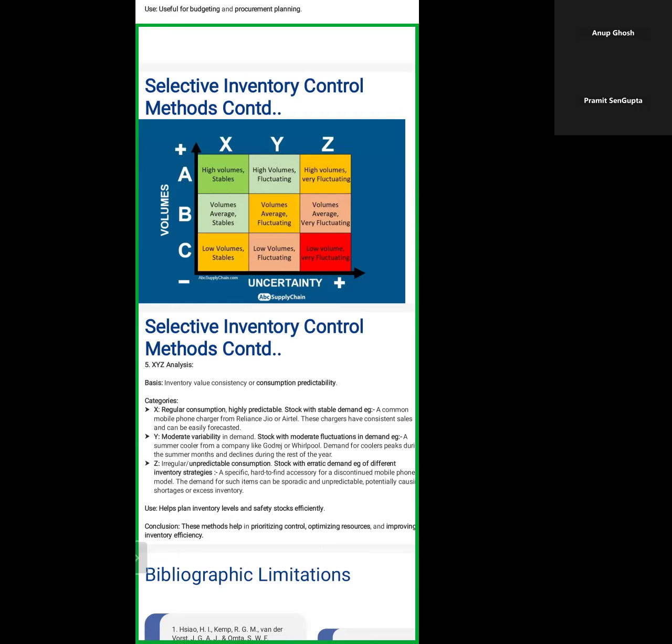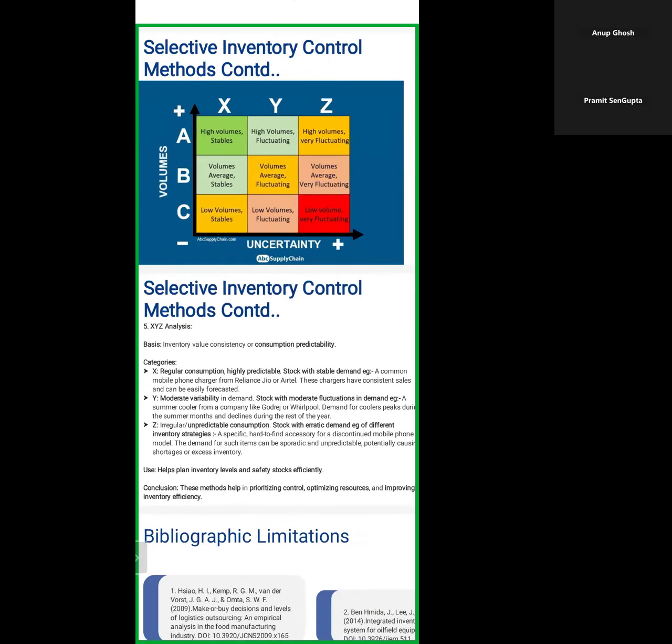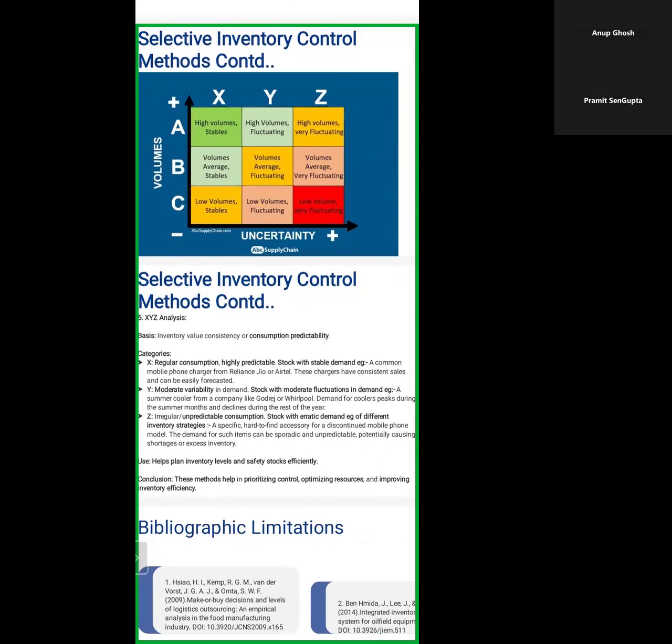Next is the Z category. It talks about the unpredictable consumption in inventory control method, specifically hard to find accessories for a discontinued mobile phone model. The demand for such items can be sporadic and unpredictable, potentially causing shortage or excess in inventory. This is the cause and effect of this categorization of X, Y, and Z, which is regular, moderate, or unpredictable consumption in nature, in selective stock control method.